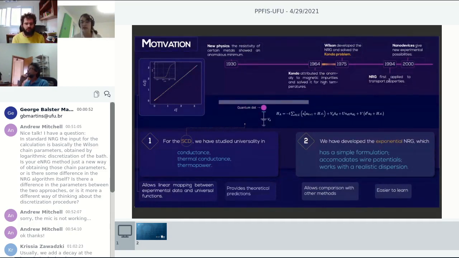And then in 1994, NRG was first applied to calculate transport properties, which is something that we'll do here. And in the last decades, the interest in this physics and in this method only grew as experiments with nanodevices advanced, because nanodevices are the best experimental platform for this research. So here we'll study a quantum dot side-coupled to a quantum wire. In the next slide, I'll mention how to generalize our method to other geometries of the single impurity Anderson model.